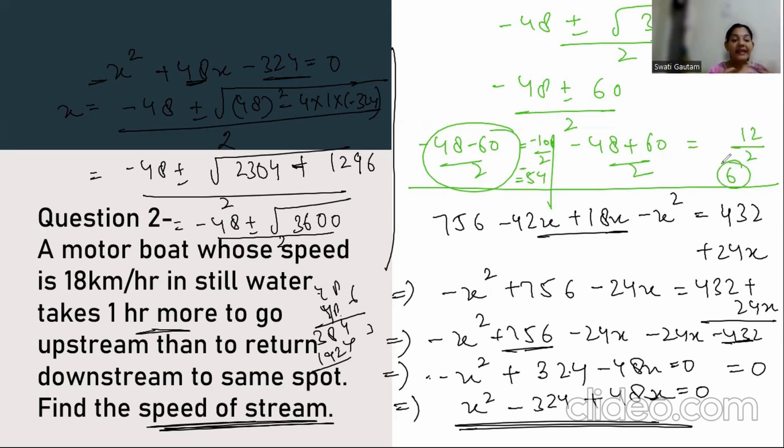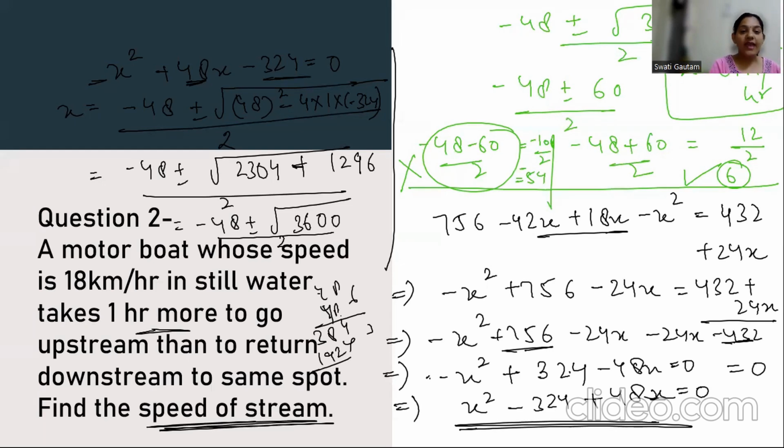You know that the speed of the stream is always positive. Speed can't be negative. So you will cancel this one and opt for 6. So the speed of the stream is equal to 6 kilometer per hour. Okay, so this is the answer.